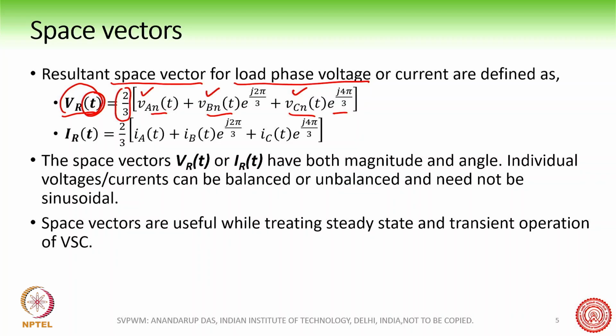Now there is one more thing that needs attention, which is this 2/3 factor. This 2/3 factor is used because we want the resultant to have the same magnitude as the A phase peak. If you recall the rotating MMF concept in a machine, the resultant MMF has a magnitude of 1.5 times, or 3/2 times, the peak of the A phase quantity.